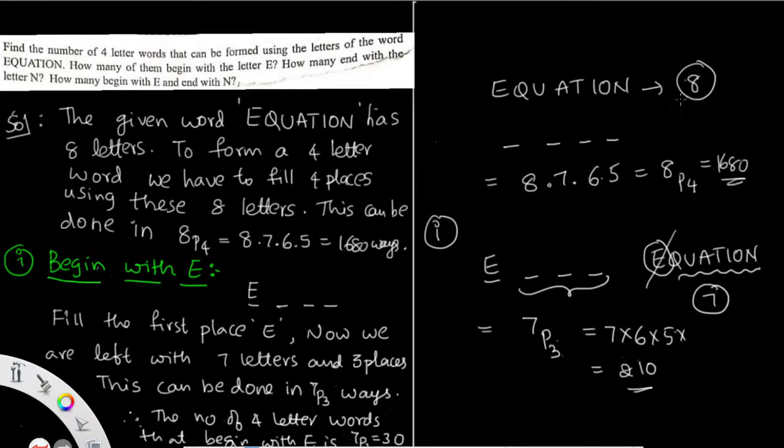That is 8 letters, 4-letter word. So that is 8P4. In these, begin with how many? To form a 4-letter word that begins with the given letter, we fix E in the equation word. So how many letters remain? That is 7 letters, and 3 places are left. 3 places are left. So to form this, 7 letters and 3 blank places, it should be done in 7P3 ways. So 7 into 6 into 5. So that is 210 ways.